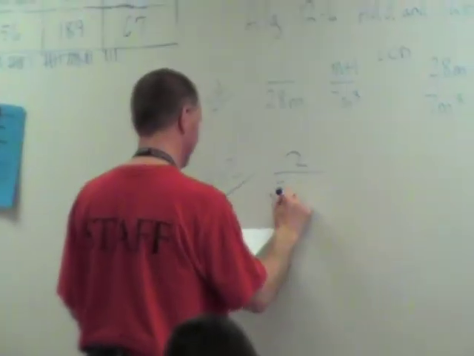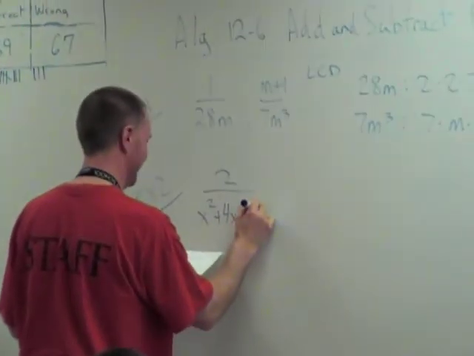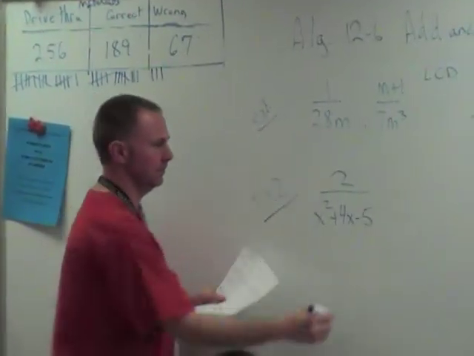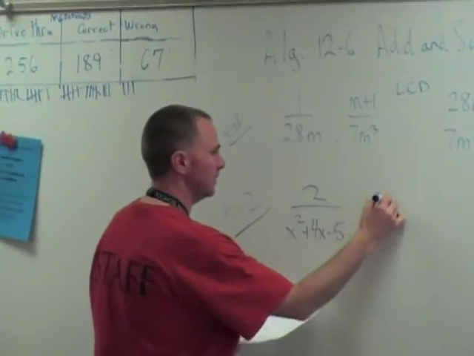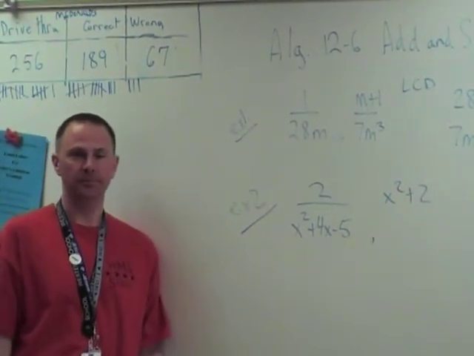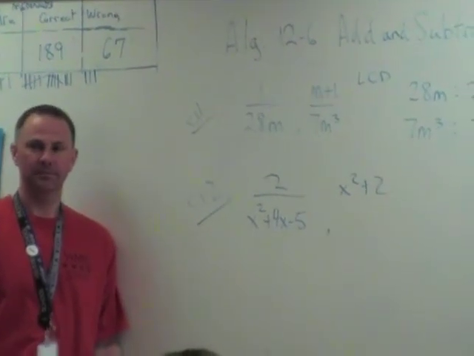Go ahead and write this down. 2 over x squared plus 4x minus 5. And over. You guys, I feel like I'm gonna factor this.